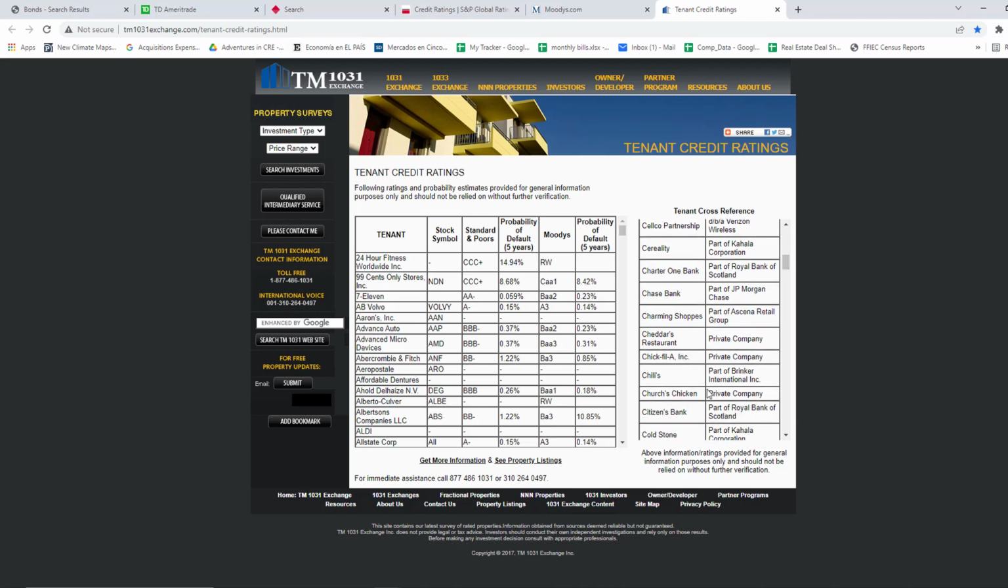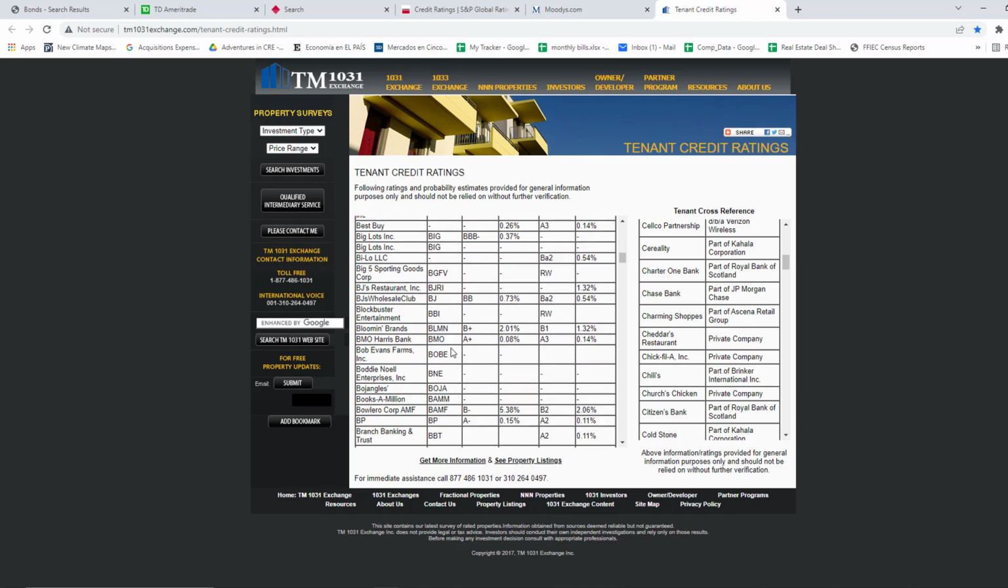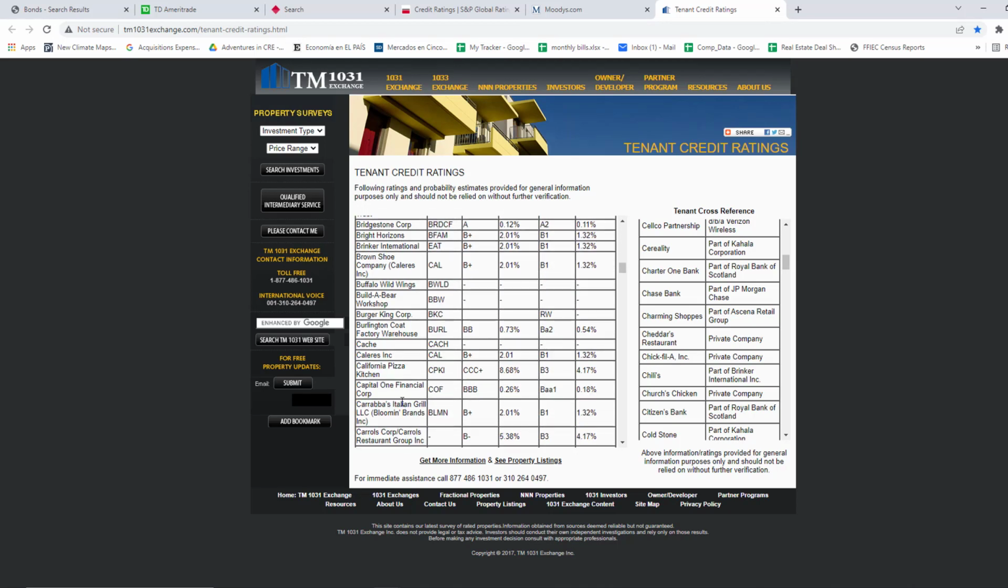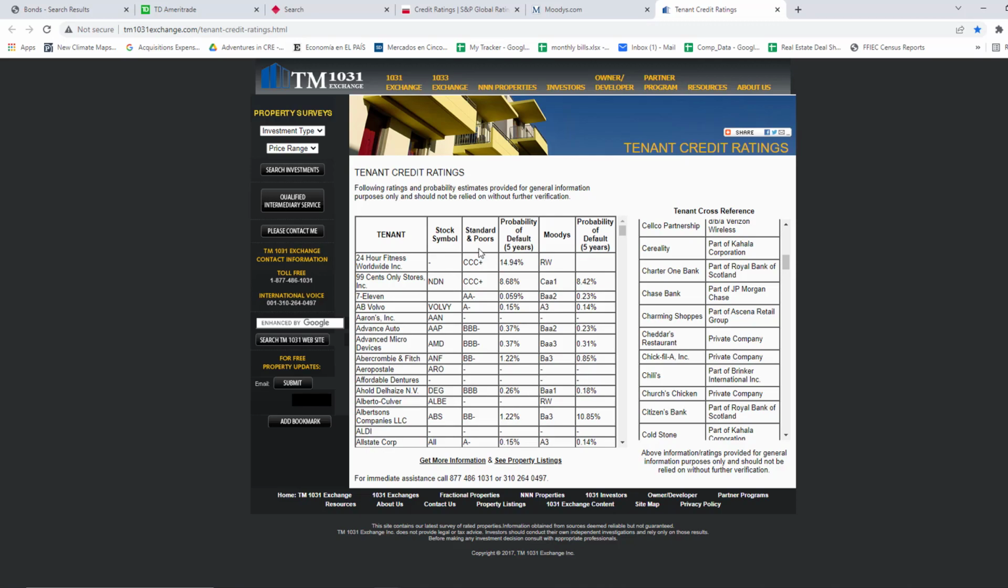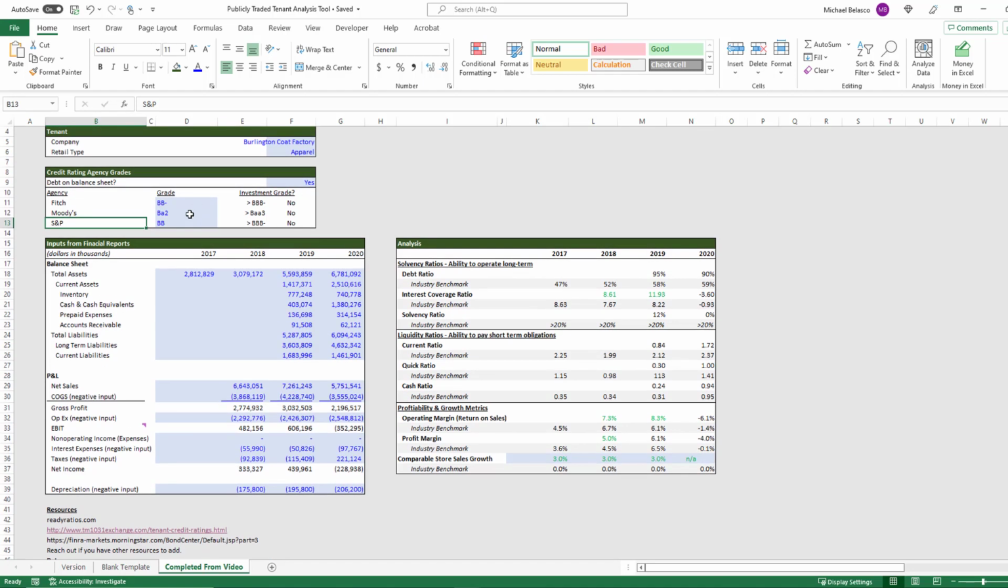So Chili's, you'll kind of see where they land. And so I'm going to go down to Burlington, and here, Burlington Coat Factory Warehouse. So you'll see here we have a double B and a Ba2. That's a double B for Standard & Poor's, and then a Ba2 for Moody's. All right, so none of this is investment grade. None of these ratings are investment grade.